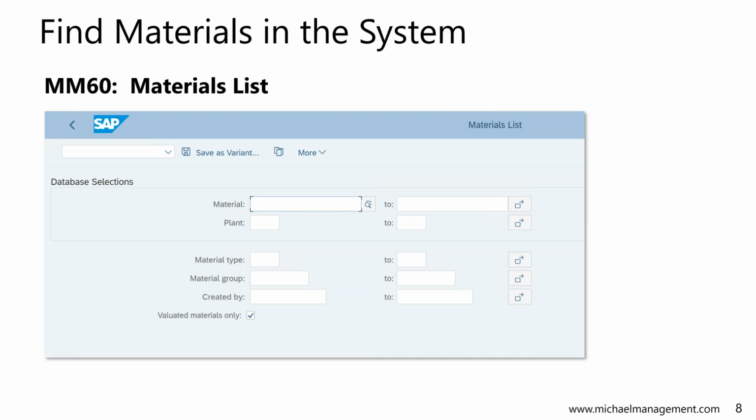And to do that, you're going to need some data. You're going to need to be able to find data in the system. So MM60 is a materials list transaction in SAP. It's just a query. It allows you to quickly query the SAP database and find materials out there that you could use to play around in the system, right? If you want to practice creating a PO, you're going to need a vendor and you're going to need a material. So the MM60 is a quick way to find some active materials that are set up in the system, okay?